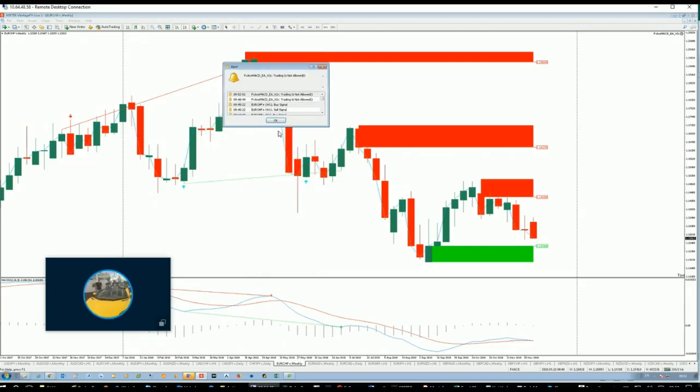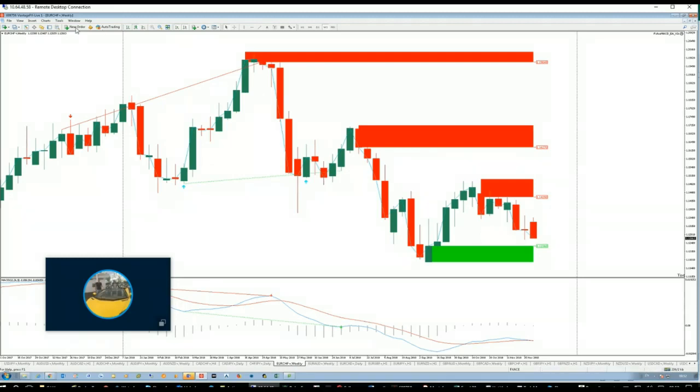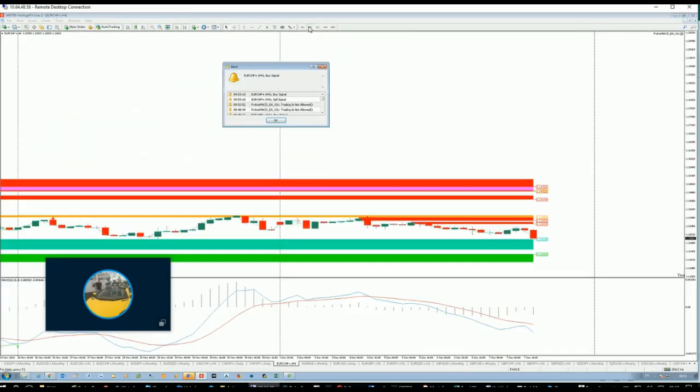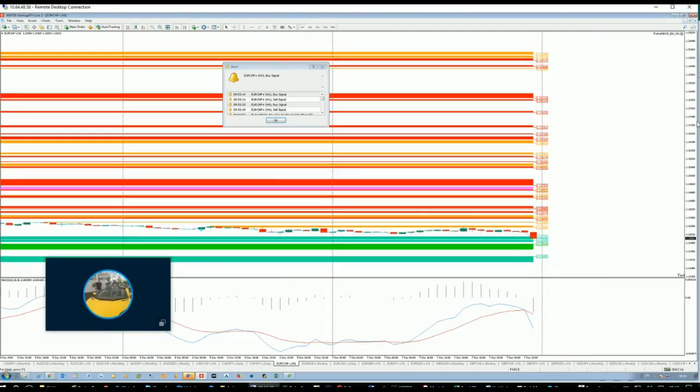Okay, make sure up the top you've got the auto trading on. Do a smiley face. And that's it. You just check the 4 hour and the 1 hour now. Okay, so there's no trade yet. Then we move on to the next asset.